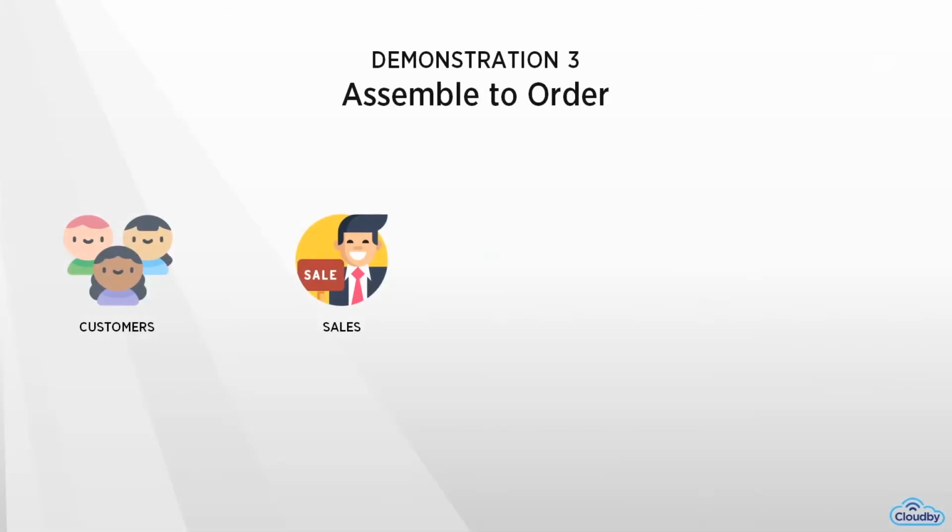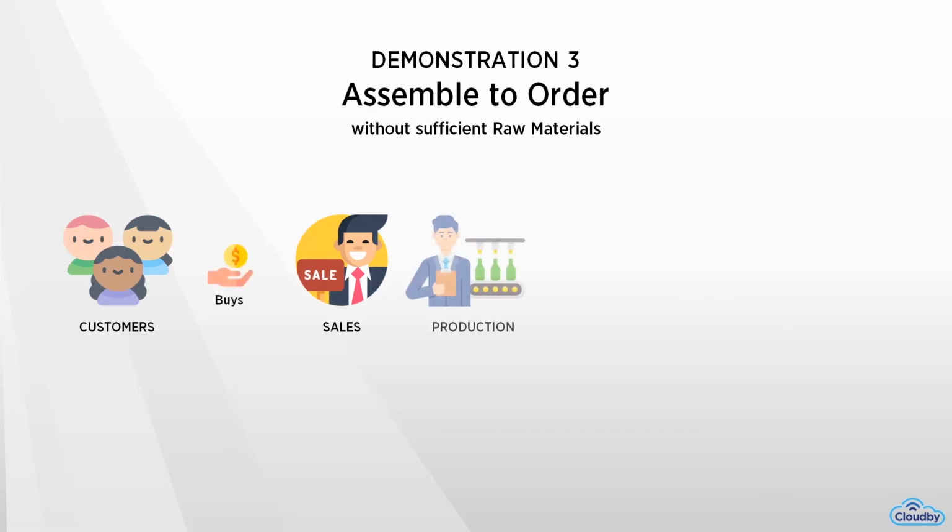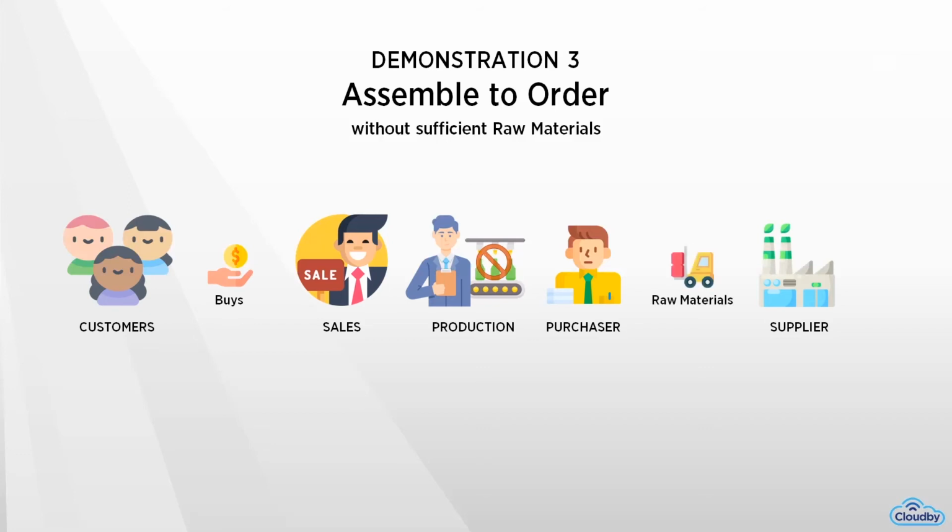So now that you understand how to assemble to order, let us see what happens when there are insufficient raw materials to perform the assembly. Same as before, the customer wants to buy products, and the production team gets activated to assemble the product. One quickly realizes there is a need to obtain raw materials. The production team calls up the purchasing team, which then calls up the suppliers to obtain the materials. Once the material arrives, the production team can begin producing the product, and deliver to the customer.